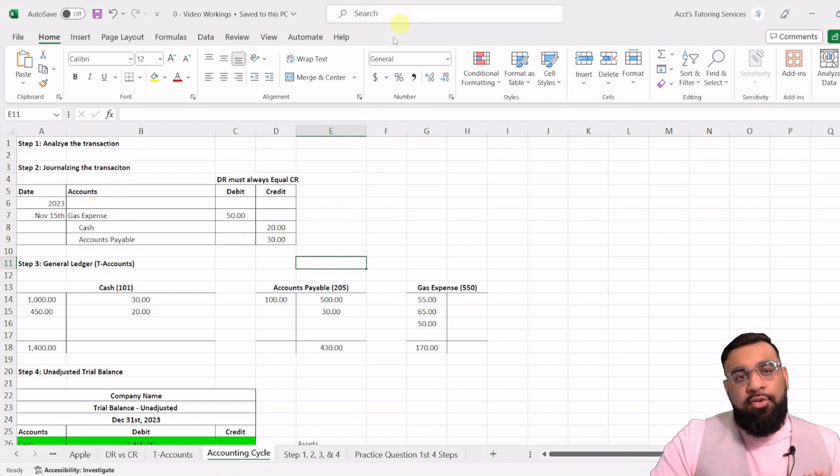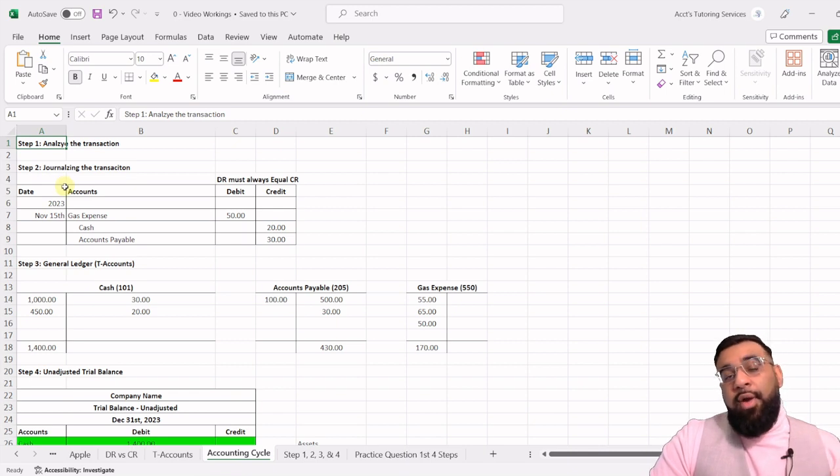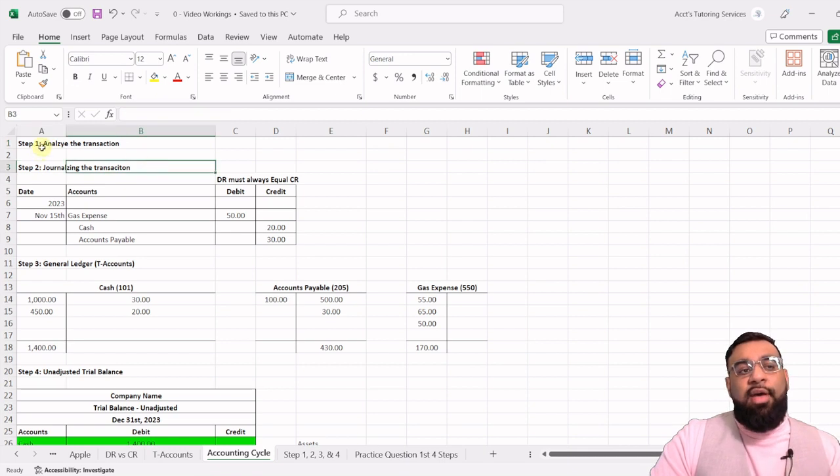So the first thing the accountant is going to do is he's going to analyze the transaction. So let's just say he picks out a random receipt from the shoebox. It's a gas receipt. He's like, okay, these guys probably have a delivery van, so they need gas. So you know what? That's going to give rise to a gas expense and cash. So step number one is analyzing the transaction.